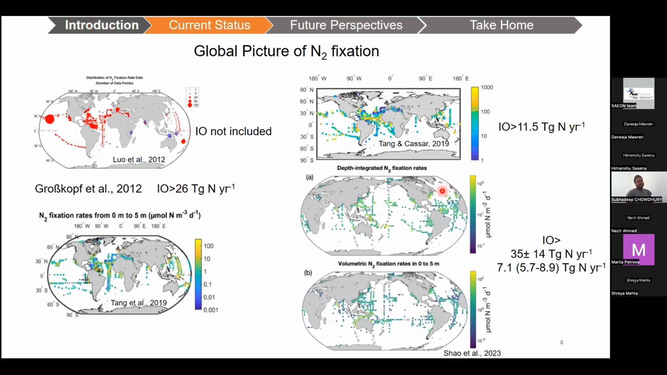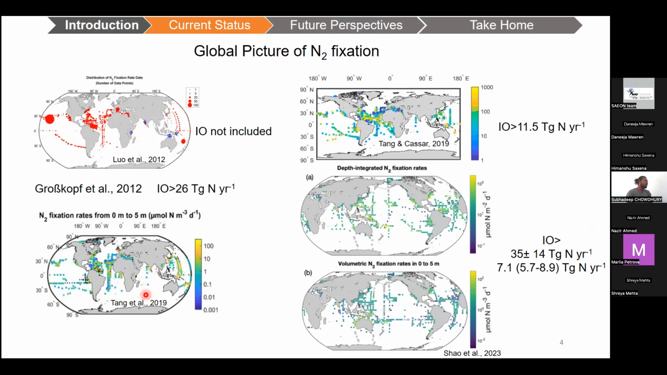Overall, to look at the global picture of where our Indian Ocean stands: in the first global compilation, from 2011 and 2012, the Indian Ocean was not included because there were fewer data points, and the data were mostly compiled from the Atlantic and Pacific side. So the Indian Ocean was totally discarded. Again in 2012, they extrapolated the rates from the North and South Pacific to the North and South Indian Ocean, and with the model they predicted that the Indian Ocean contributes 26 teragrams of nitrogen to the overall nitrogen budget.